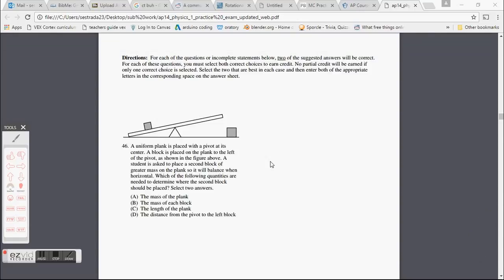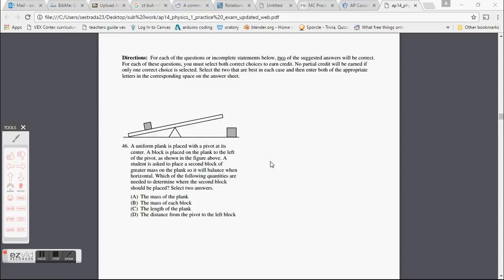Let's look at this problem. This problem has two solutions. We must select both. If the answer is AB and you put AC, you get no credit. You have to put both correct answers.